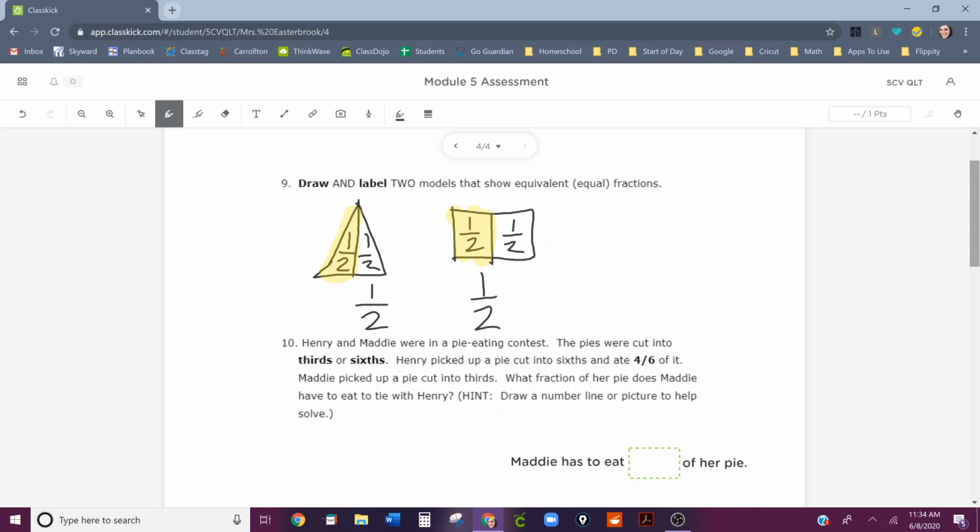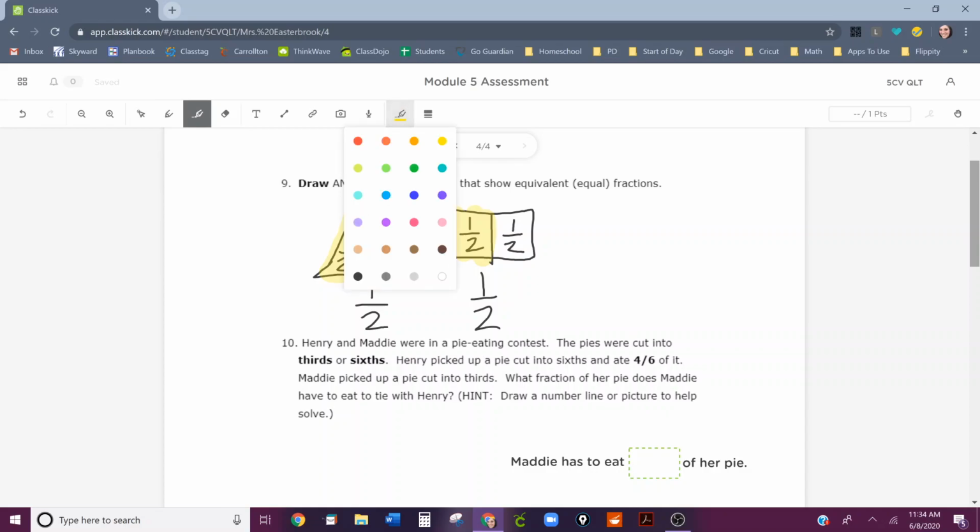So really what we're getting at with that is that they both represent 1 half. Let me see if I can get a different color. This 1 half is equal to this 1 half, and this 1 half is equal to this 1 half. So it's 2 different models showing equivalent fractions.